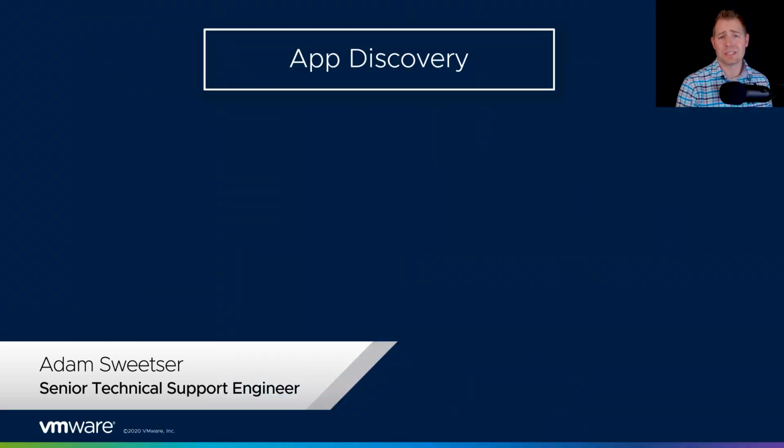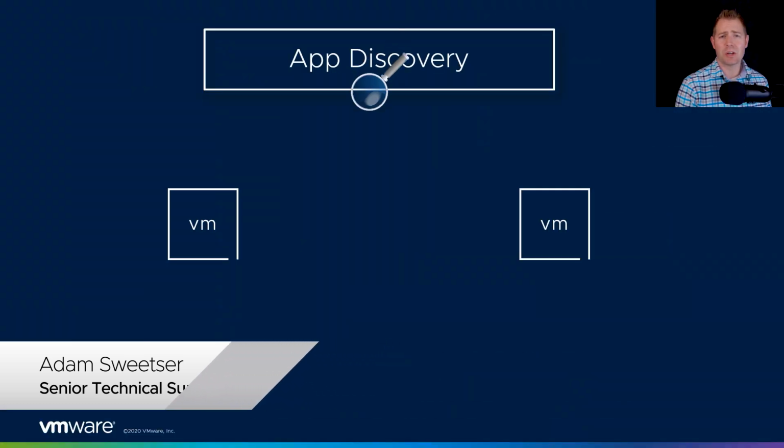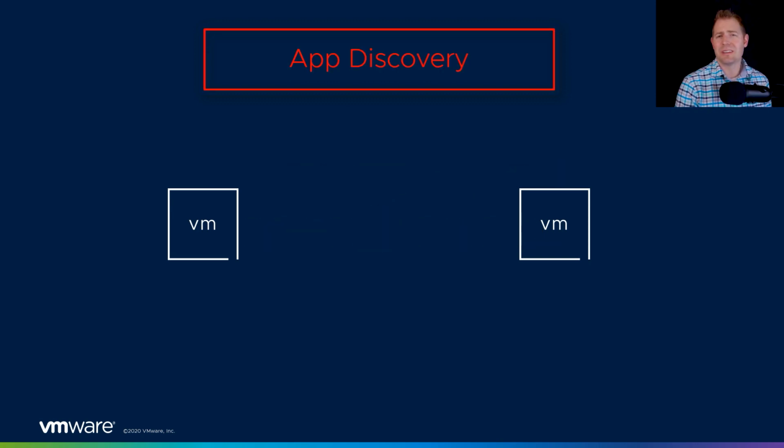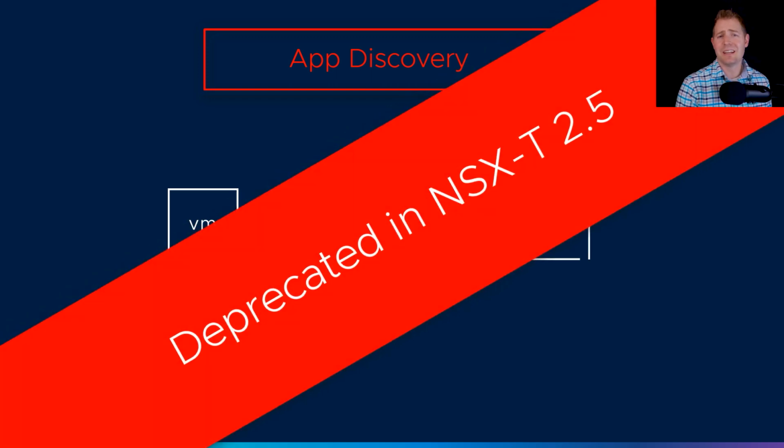Hello everyone. In NSX-T 2.0, we introduced a feature called App Discovery. That allowed us to monitor the communications from one VM to another VM and see what applications were talking. It was later deprecated in NSX-T 2.5. For our customers who are interested in upgrading to 3.0, that feature needs to be disabled.